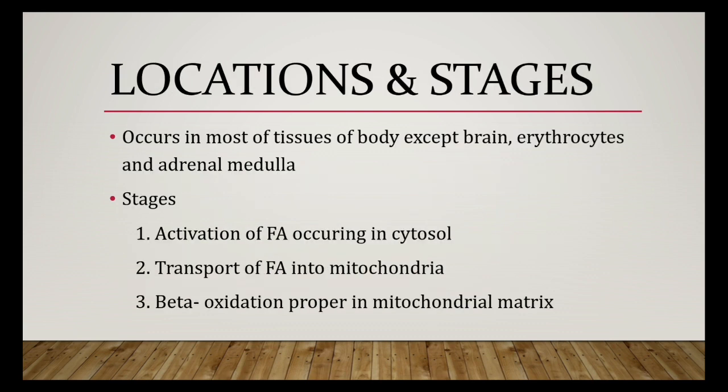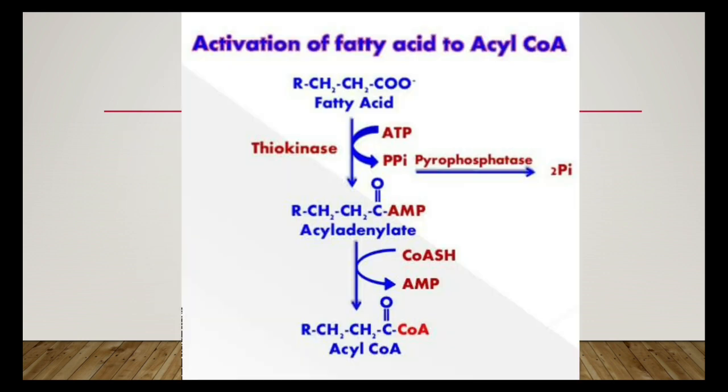Now where does this beta oxidation occur? Location: it occurs in most of the tissues of body except brain, erythrocytes and adrenal medulla. Then there are stages of beta oxidation. First is activation of fatty acid occurring in cytosol. Second is transport of fatty acid into mitochondria. And third is beta oxidation proper in mitochondrial matrix. So let's see the stages in detail.